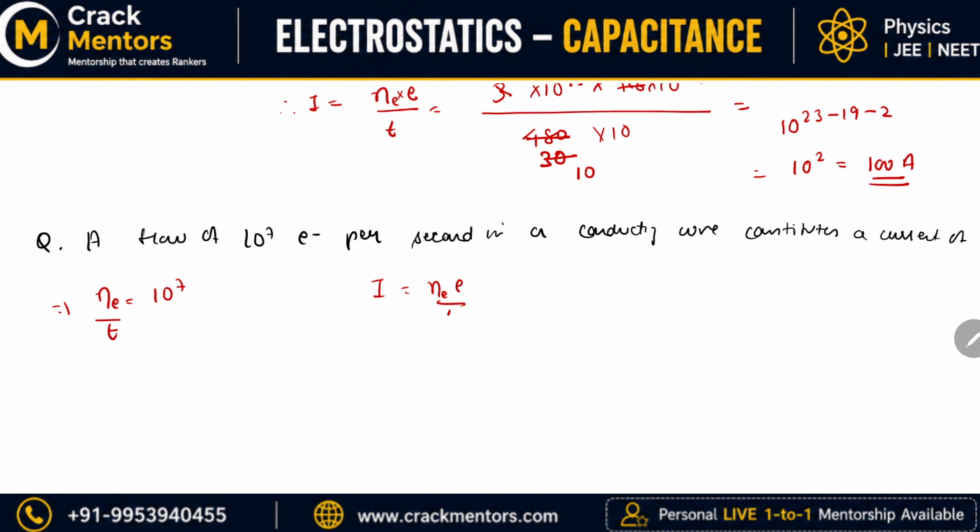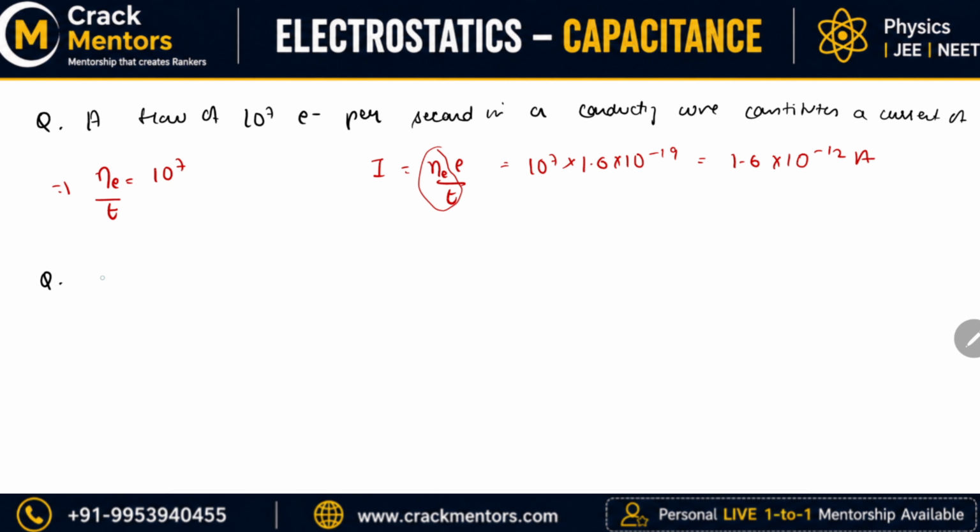So current is Ne by t. This is given as 10 to the power 7, so I can write 10 to the power 7. What is the value of e? That is 1.6 into 10 to the power minus 19. Simply 1.6 into 10 to the power minus 12 ampere current is flowing through the given cross section. Got it? Okay, next question. This is a good one.